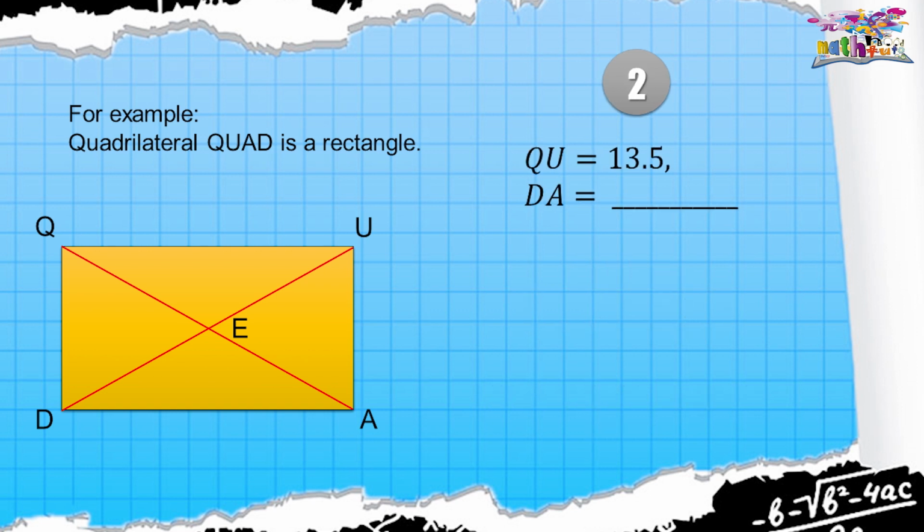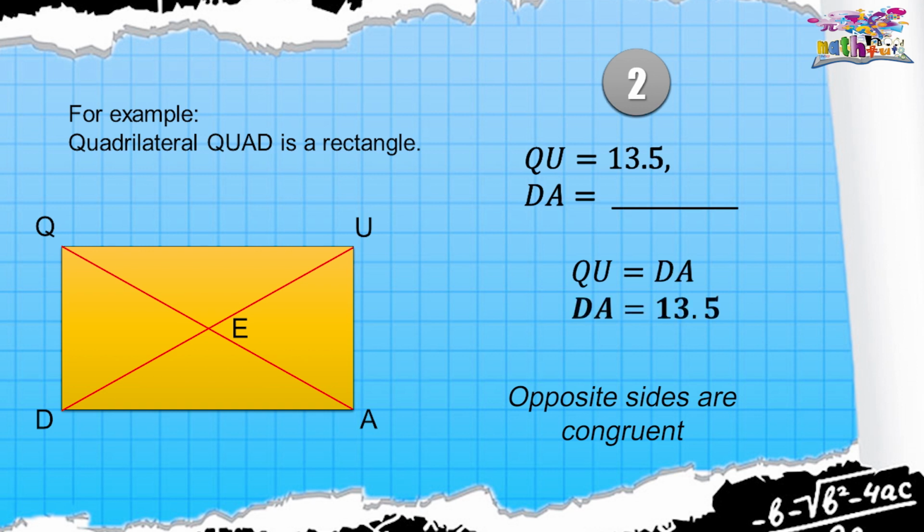On the same figure, if QU equals 13.5, how long is DA? By looking at the illustration, QU and DA are opposite sides of the rectangle. As a parallelogram, opposite sides of a rectangle are also congruent. Thus, QU is equal to DA. If QU equals 13.5, then DA is also equal to 13.5.